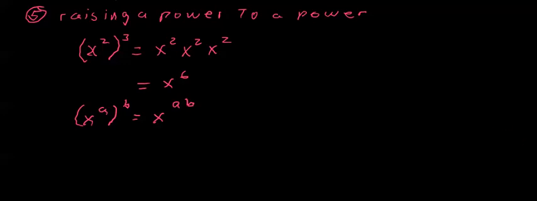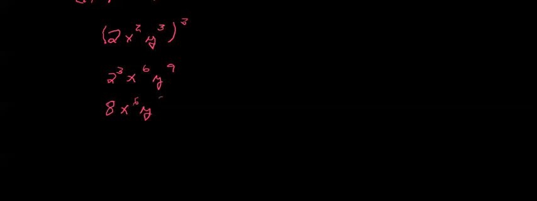All right, let's look at an example with this. 2x squared y cubed raised to the third power is 2 to the third x to the sixth y to the ninth. 3 times 3 is 9, 2 times 3 is 6, and 2 times 2 times 2, 2 to the third, is 8, x to the sixth, y to the ninth. All right, actually we're going to have one more example after this.